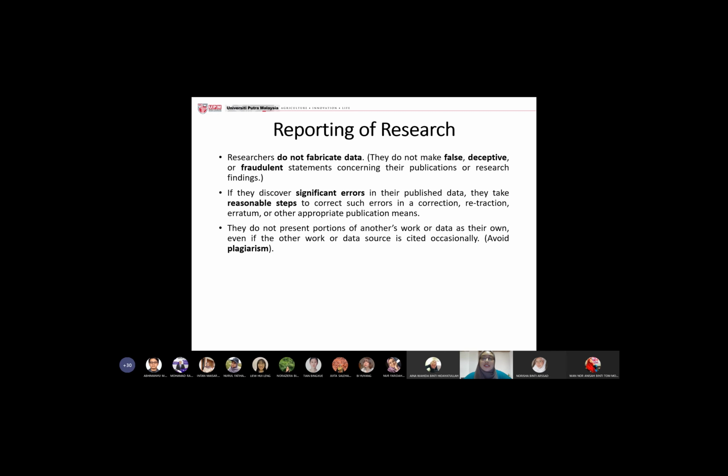Sometimes it's possible to say, like what I mentioned earlier in the course, that there is some error here and there, and what is the origin of that, possibly human error or equipment error, something like that. But don't change the data. That's the key takeaway. And lastly, do not present portions of another's work or data as your own. Avoid plagiarism, basically. That's the bottom line.